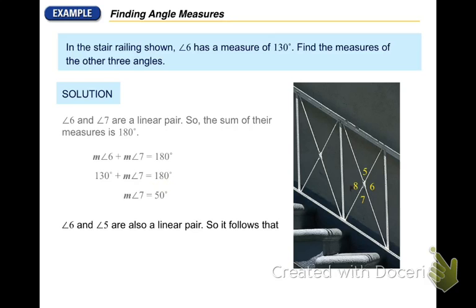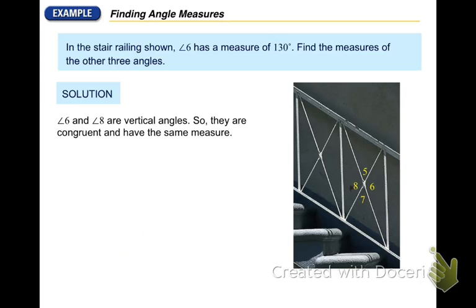Well, angles 5 and 6 are also a linear pair, so if we know that angle 7 had a measurement of 50, we know that angle 5 must also have a measurement of 50 degrees. And 5 and 7 are vertical angles, so we know that their measurements have to be the same. And lastly, the measurement of angle 8, as a vertical angle to angle 6, must be 130 degrees also.